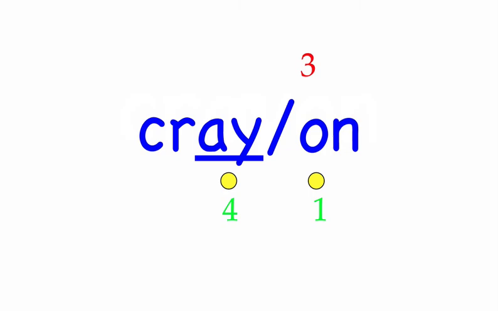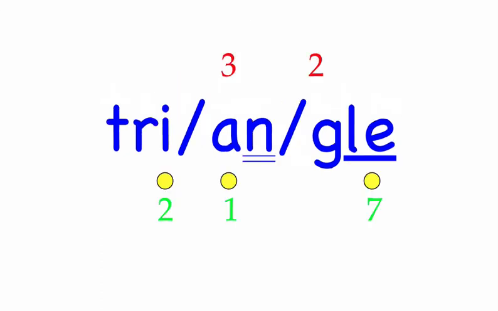Triangle. A triangle has 3 sides. Try, 3 sounds. T, r, I. Ang, 2 sounds. A, ng. Gull, 2 sounds. G, ul. Triangle. Mark the word. And our last word is cyanide.